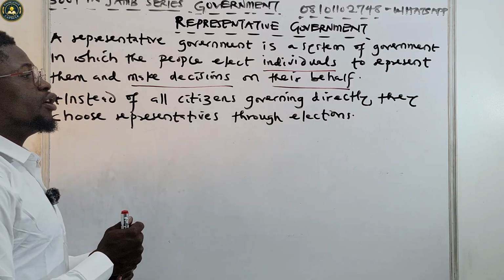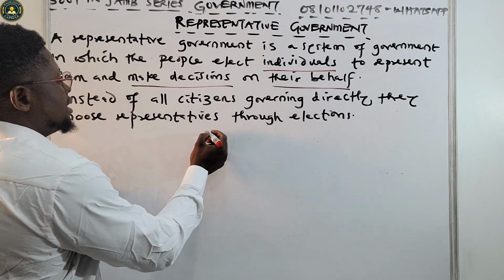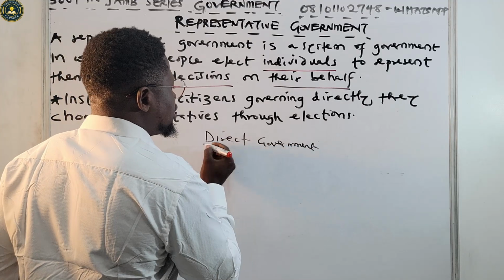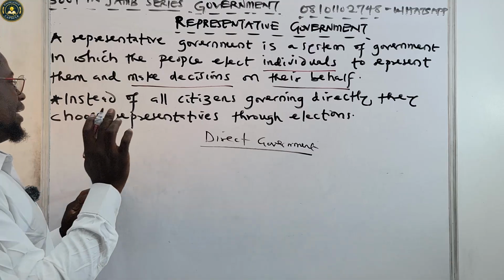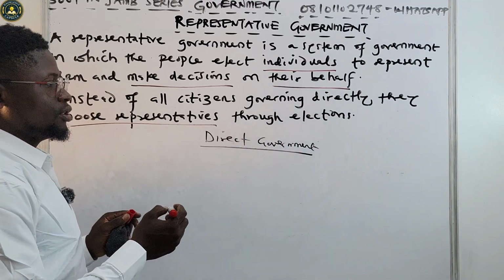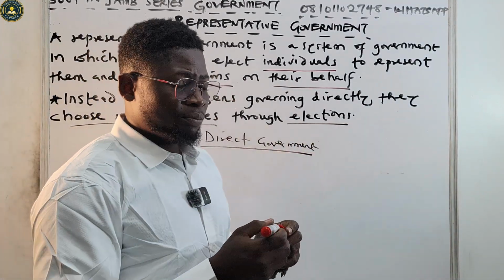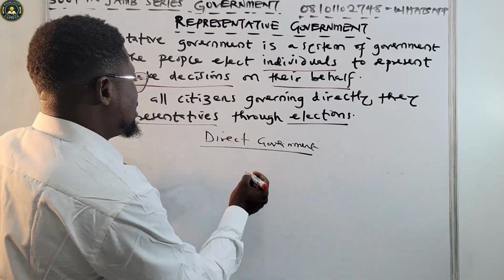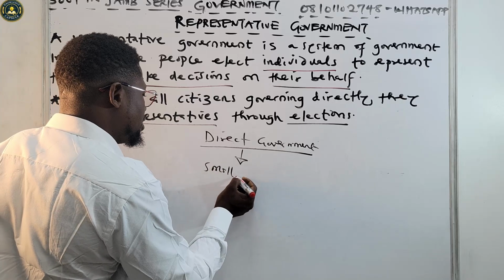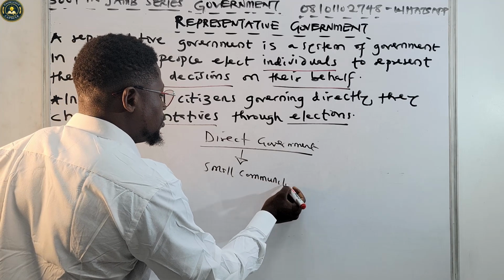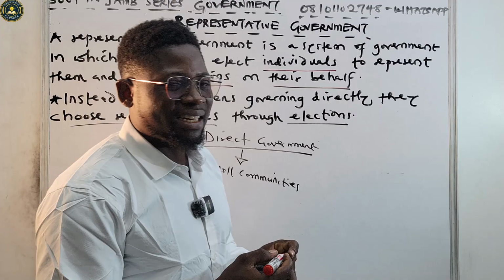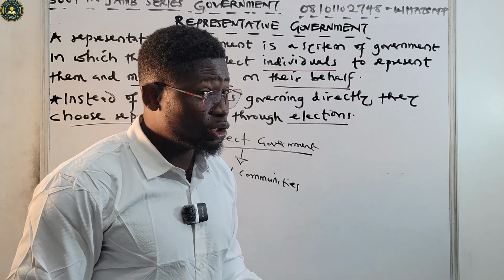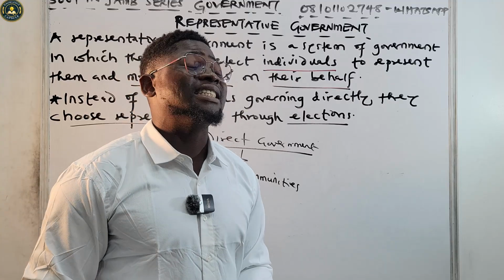So instead of all citizens governing directly, which is what we see in direct government, they choose representatives through elections. We see people governing themselves directly in direct government, and you see this in very small communities, not in large states. It cannot work. Everybody cannot be leading when the population is so much and there are so many states.